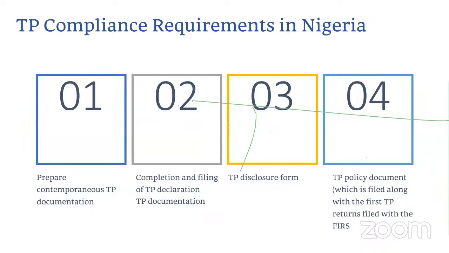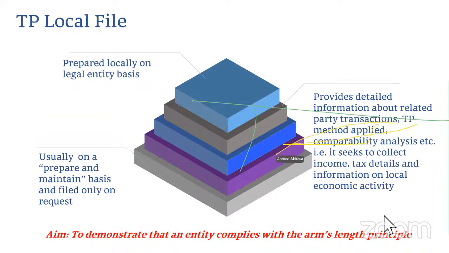Then secondly, you have the completion of filing of TP declaration and TP documentation. Then you have the TP disclosure form. Then you have the TP policy document, which is filed along with the first TP returns filed with the Federal Inland Revenue Service. Now, you see, the BEPS Action Point 13 that has given the tiered way of filing TP returns talked about the local file, the master file, and the country by country reporting.